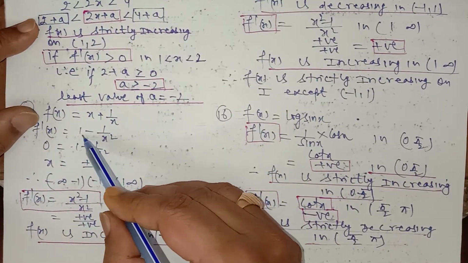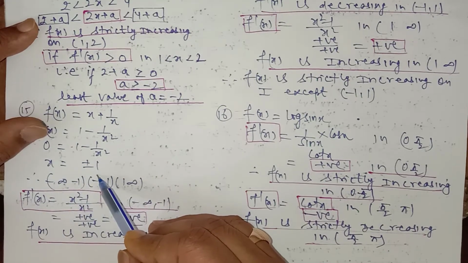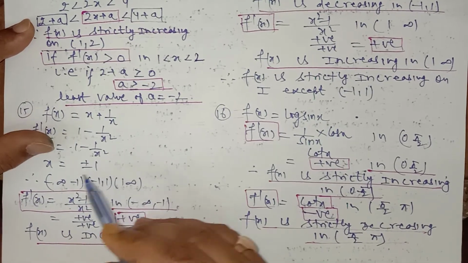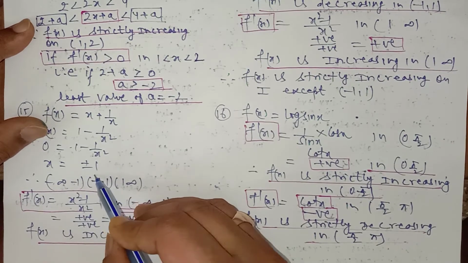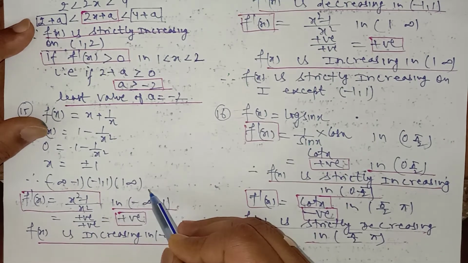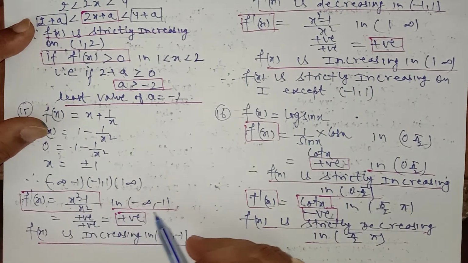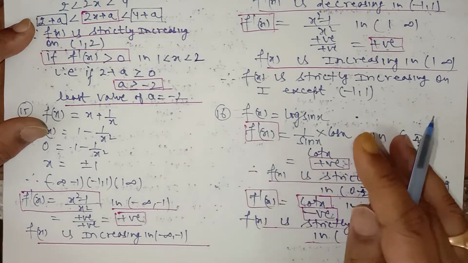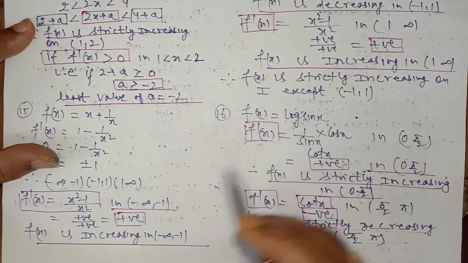Its first derivative is 1 minus 1 upon x square, and if we put it equal to 0, we get the value of x as plus 1 and minus 1. The intervals will be from minus infinity to minus 1, minus 1 to plus 1, and plus 1 to infinity. We take the first derivative in each interval and check whether it is positive or negative, because you have to find in which intervals the function is increasing or decreasing.